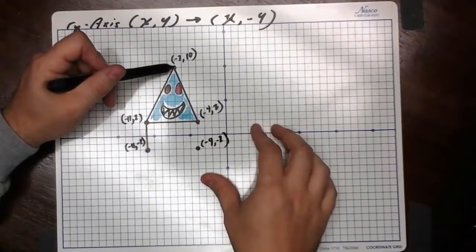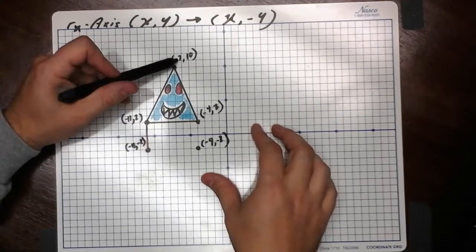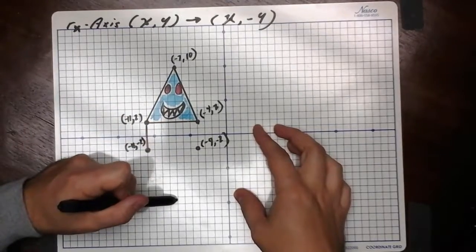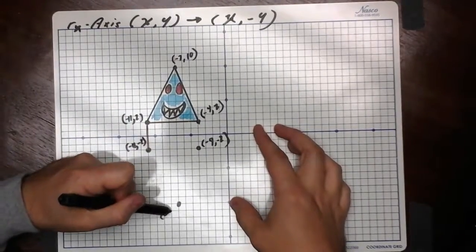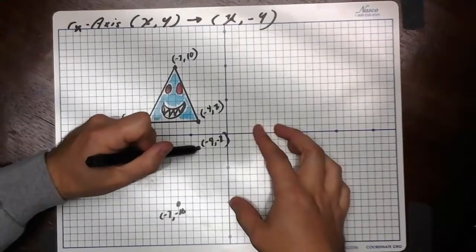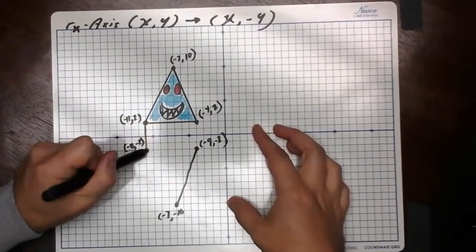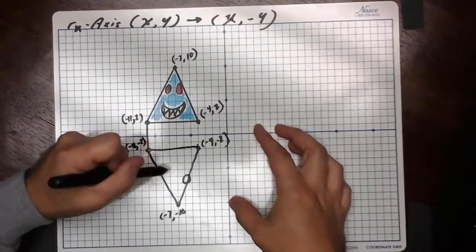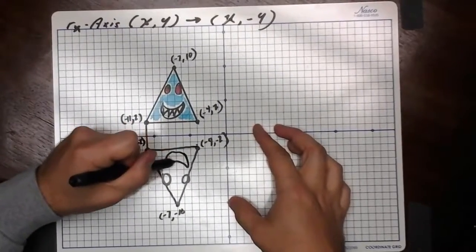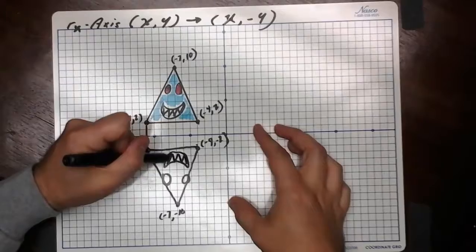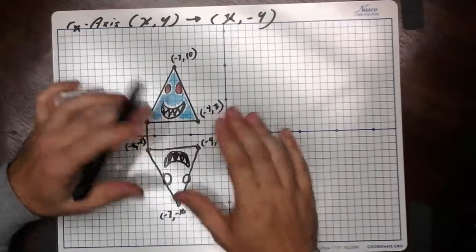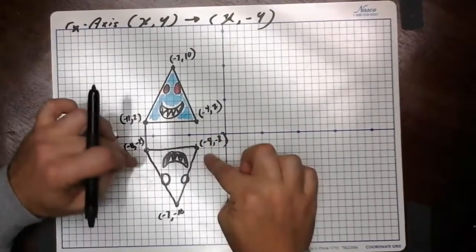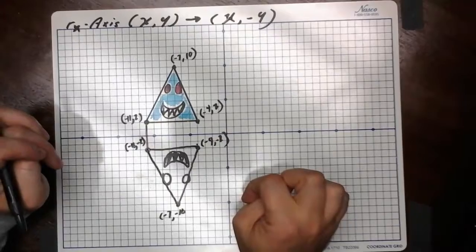And finally, we got this guy here. So this is (-7, 10), so it's going to become (-7, -10). And there is my clone. Okay. Now, if you know anything, you know that the clone is never as good as the original. But that's beside the point. This is a reflection over the x-axis.